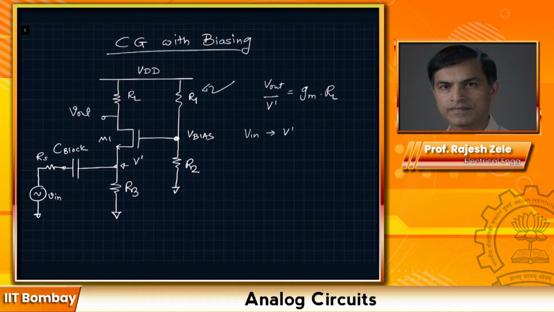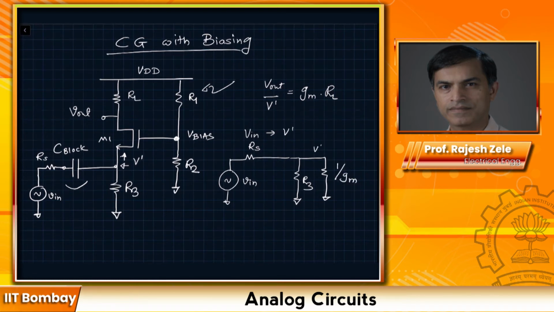For the AC analysis, for frequencies of interest, we are going to look at this blocking capacitor and say that it's a short. So what we would see then is a circuit that looks like this. You have V in coming in and you have resistor RS. The capacitor is shorted. We have R3, and along with that, for AC purposes, we have the resistance looking into the source of the device. And we said from the previous analysis that this was 1 divided by Gm of the transistor. And this would be our V dash potential.